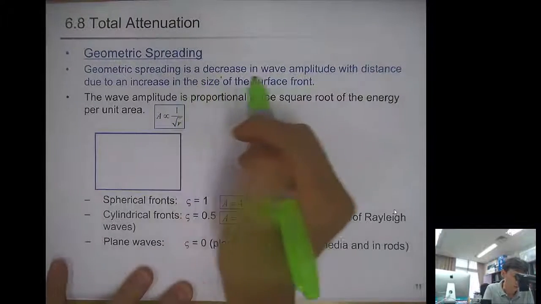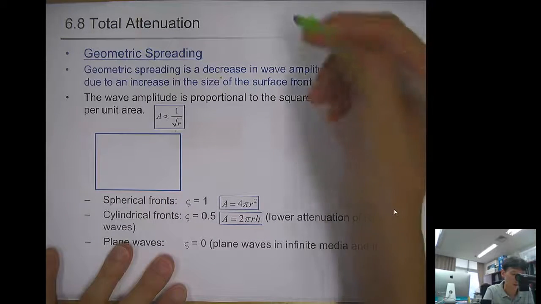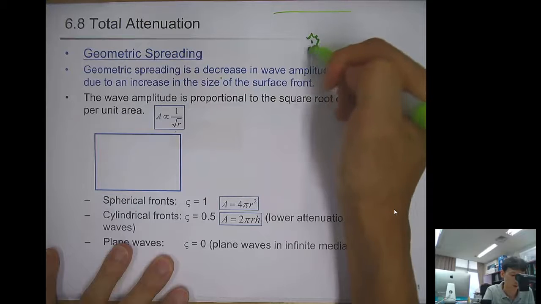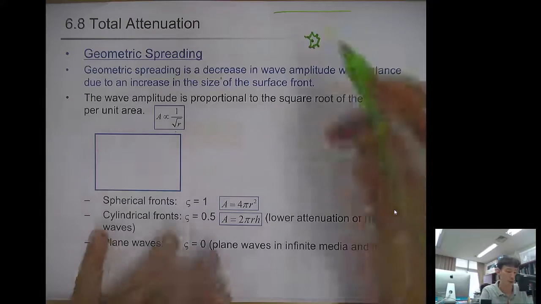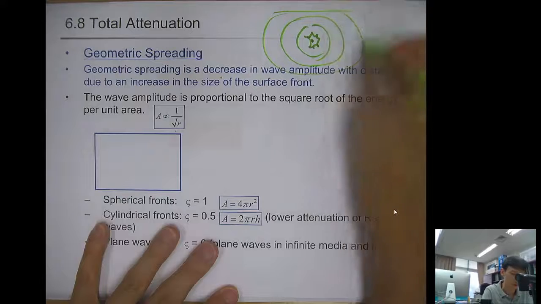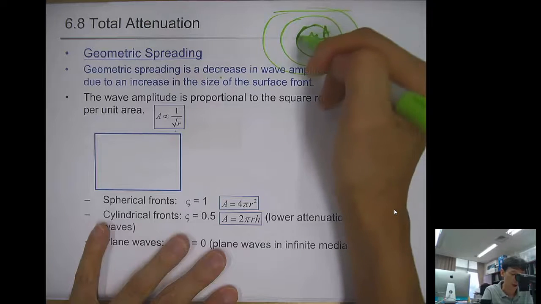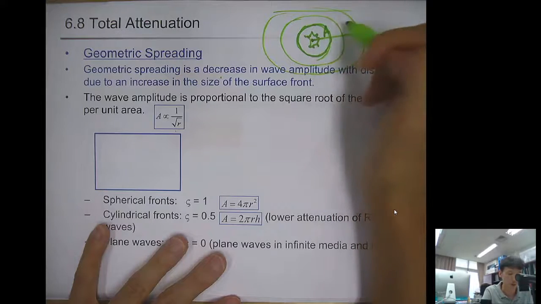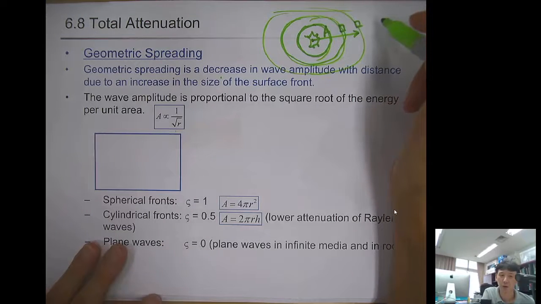Geometric spreading is a decrease in wave amplitude with distance due to an increase in the size of the surface front. So you can think of dynamite buried at a certain depth, and when it explodes, it will create a huge energy and also the wave, and that wave front will propagate. If we say that all the energy at this surface front is preserved, then the energy per area will decrease due to this geometric spreading.